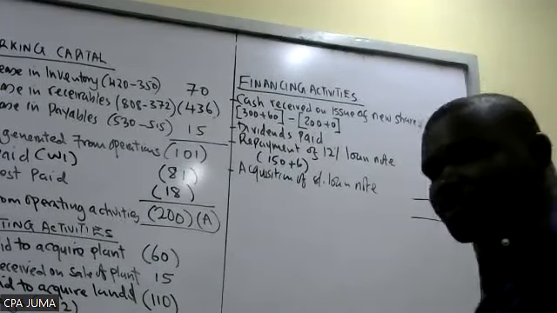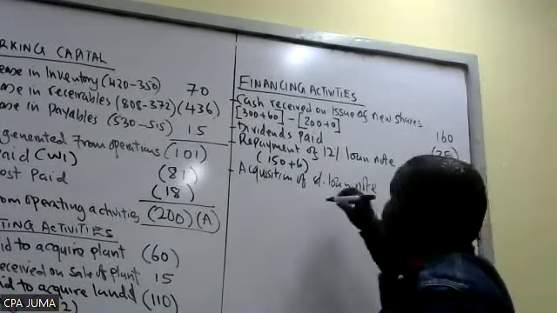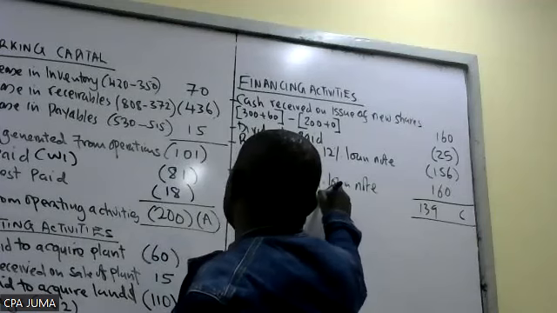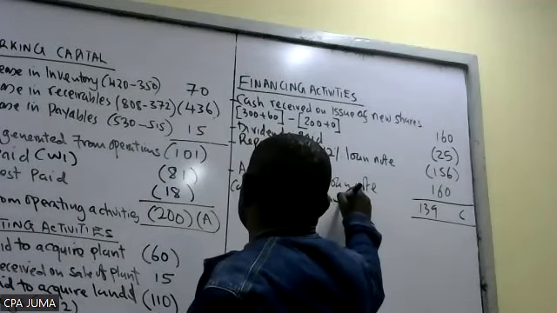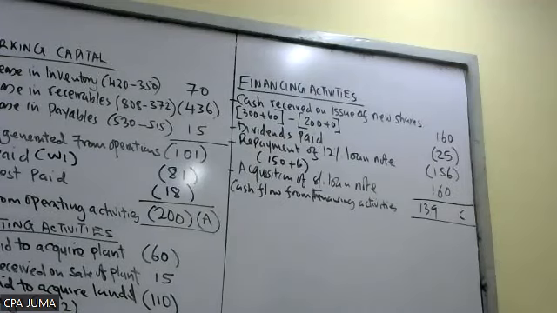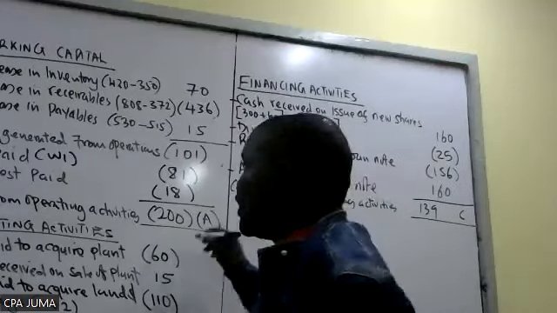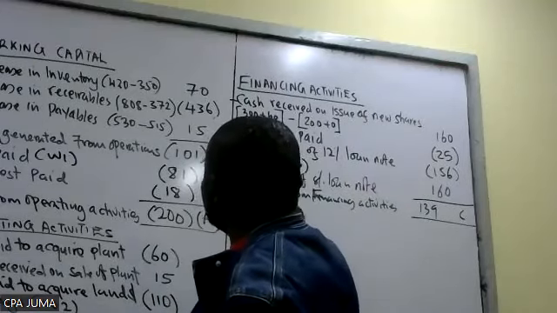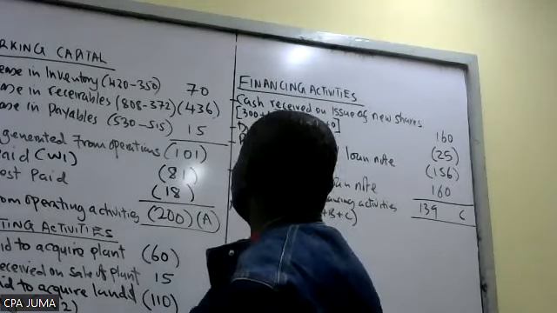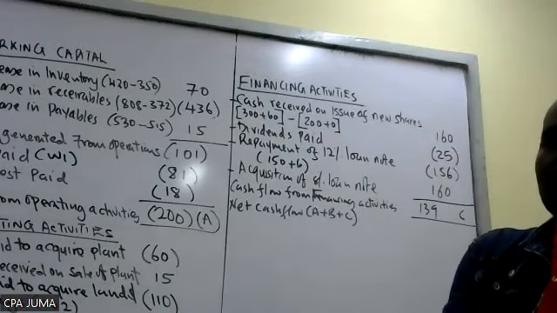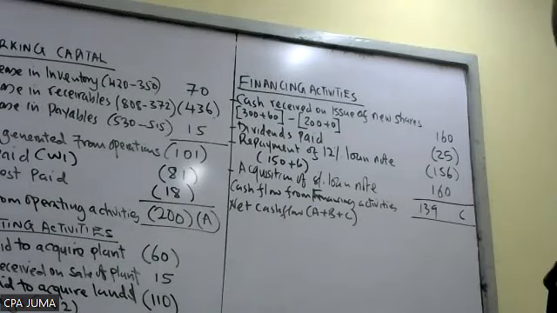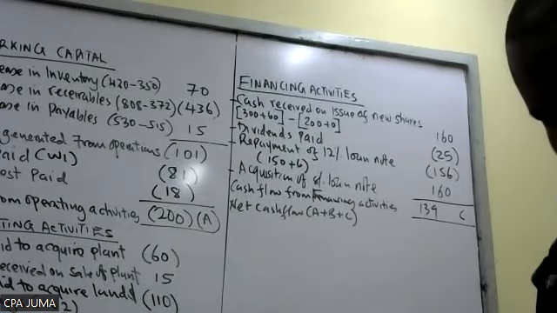Thank you. 139 positive. So this is cash flow from financing activities. That is 139. So I want you to give me the net cash flow. Net cash flow will be A plus B plus C. Can you add for me the three? A plus B plus C. Combine all of them.